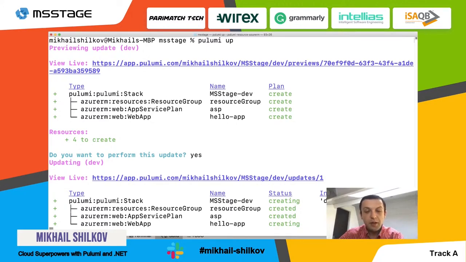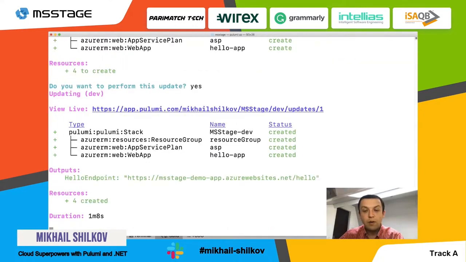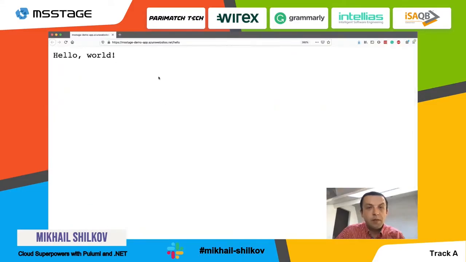After this is done, I should see the output of my program, and the output would point me to the URL of a website that was created with the app service web app. So this is done now. I opened the browser to point to that URL that we provisioned, MS Stage Demo App, hello. And I got the hello world, and that's what the sample Docker image that we used returns as a response to the URL.